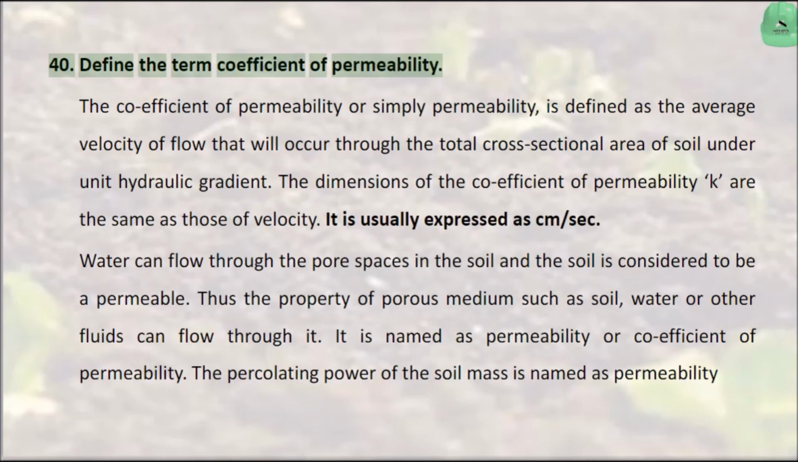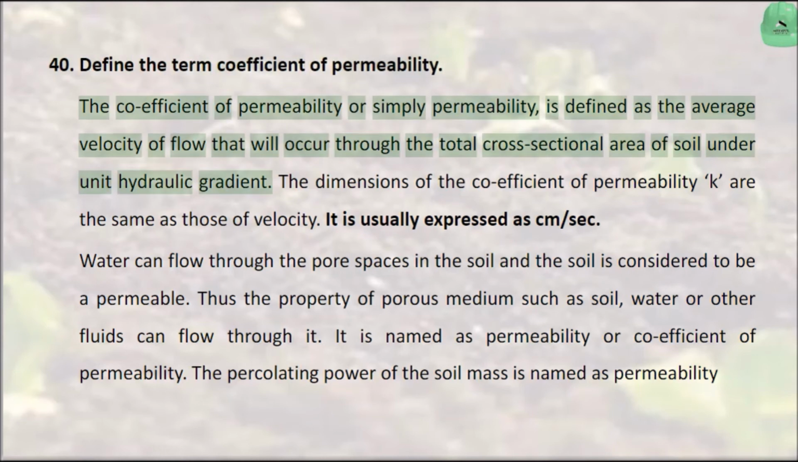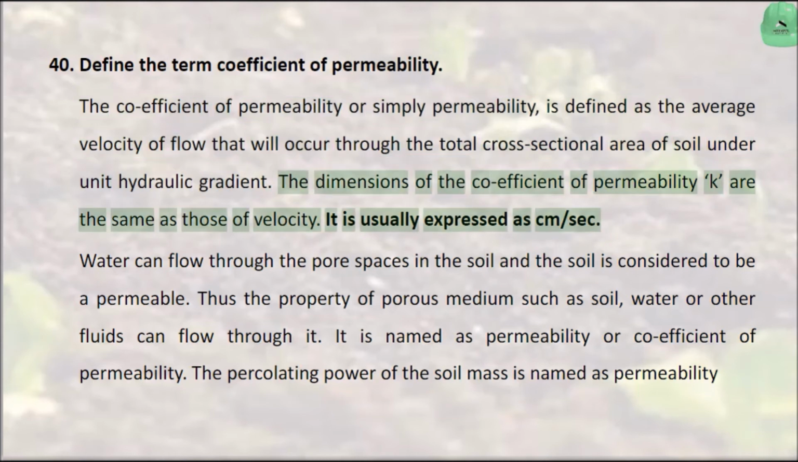Define the term coefficient of permeability. The coefficient of permeability, or simply permeability, is defined as the average velocity of flow that will occur through the total cross-sectional area of soil under unit hydraulic gradient. The dimensions of the coefficient of permeability K are the same as those of velocity. It is usually expressed as cm/sec.